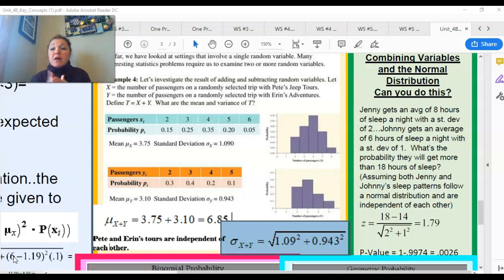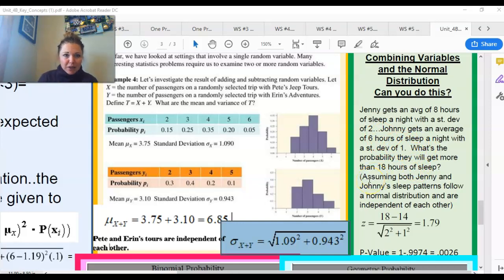Where we're moving into right now is combining variables with that normal distribution. So as I've said many times, when you see the word normal, you can, I don't want to say automatically jump to, but you can assume that a z-score is most likely coming. ZOMs. Here I'm talking about Jenny and Johnny. Jenny gets 8 hours of sleep on average. Johnny gets 6 hours. That means on average together, they get 14 hours of sleep a night, right? It also gives their standard deviations as well. What's the probability they will get more than 18 hours of sleep?